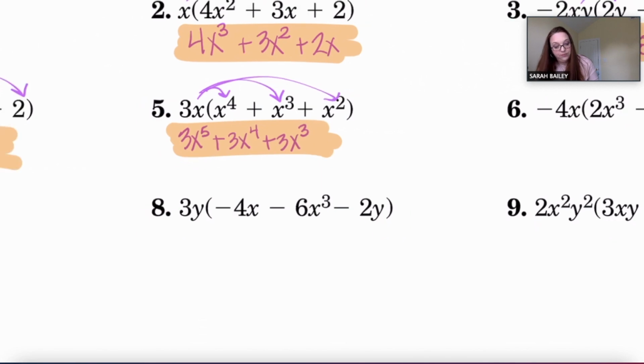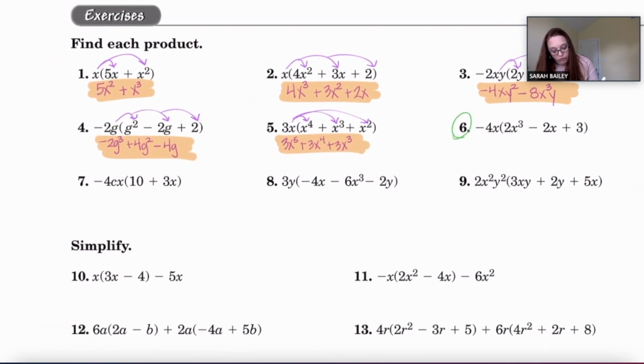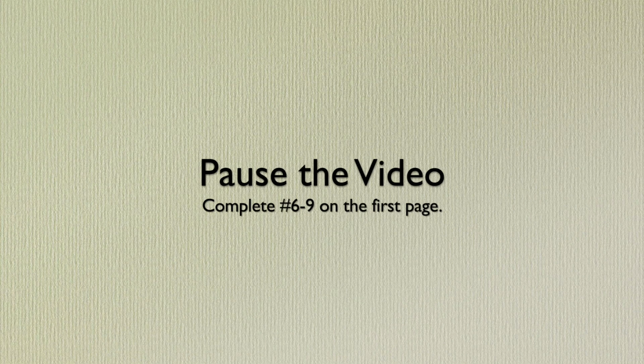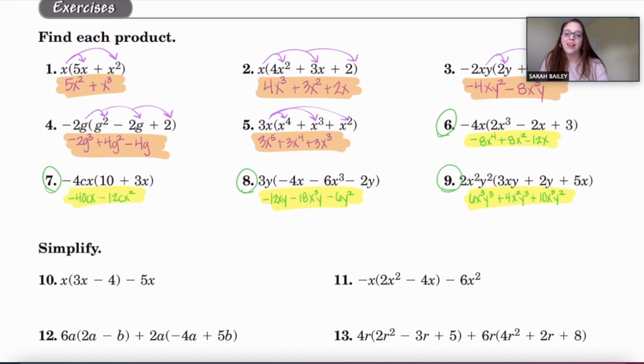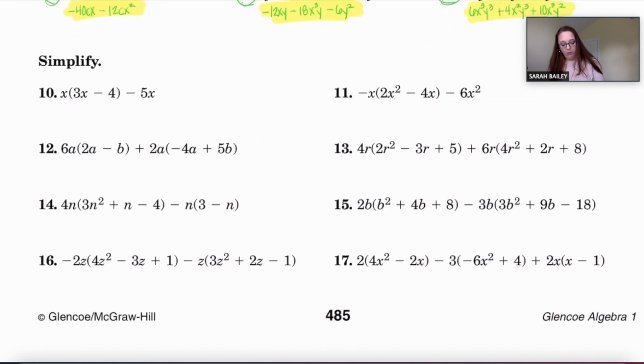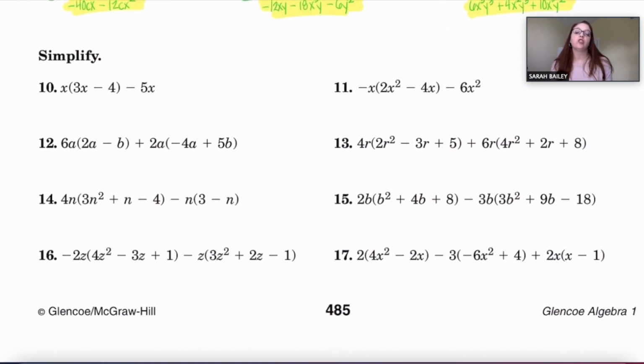All right, guys. Now it's your turn. I just want you to do 6 through 9 right now. So go ahead, pause that video and do 6 through 9. Okay, guys, so you did 6 through 9. Go ahead and pause the video, check over those problems. Great. Again, as I have said before, jot it down if you have any questions so you can bring them to my attention. All right, the bottom of this page for 10 through 17, the directions are simplify.